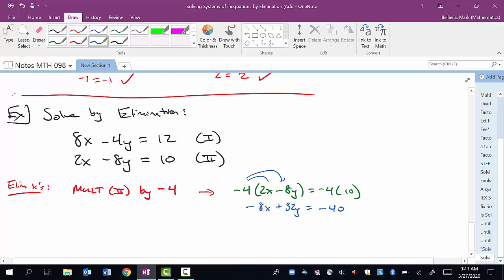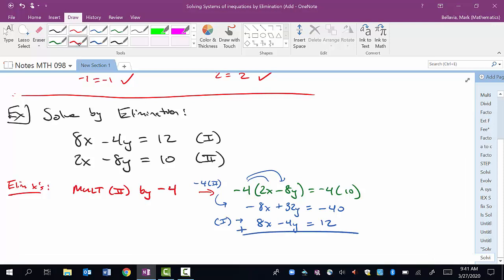The goal is to take what I got when I did negative 4 times equation 2, and add it to the other equation, equation 1. Equation 1 was 8x minus 4y equals 12. And we're adding these. That's what the elimination method does: you add them together. So negative 8x plus 8x gives me 0x. They cancel out, and they should. We chose to eliminate x's, remember.